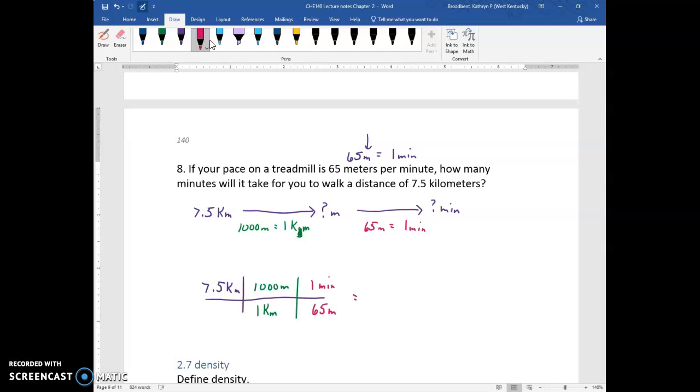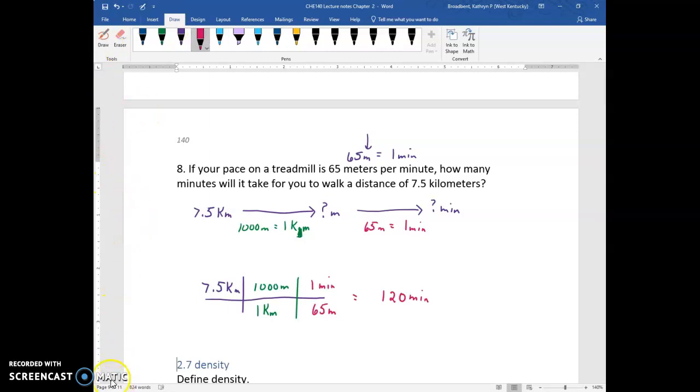So we'll take 7.5, multiply by 1,000, and divide by 65. And we will get 120 minutes. That's how long it'll take you to walk that distance.